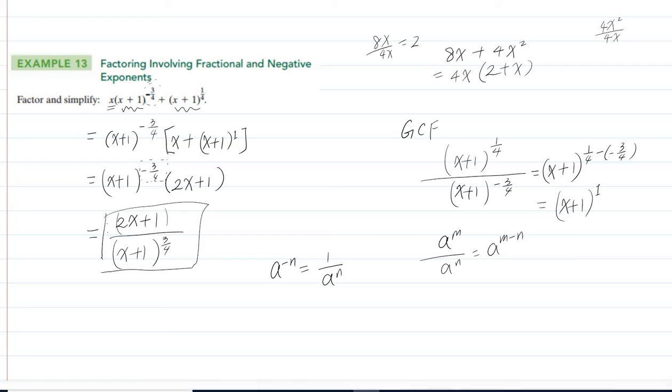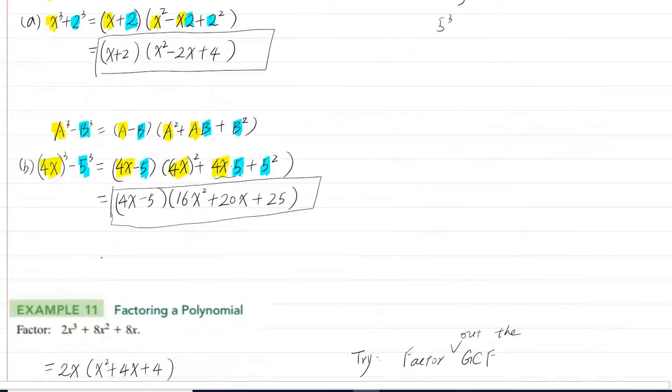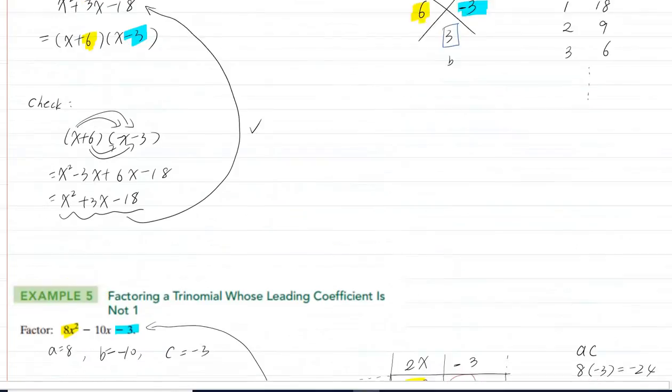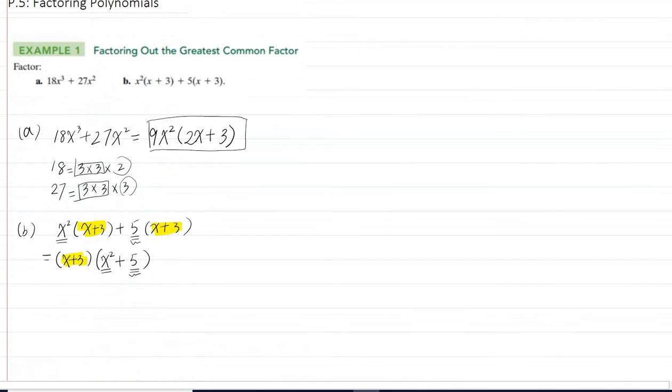That is the P5. I know it's a lot of examples. Some of them you already know. You can just fast forward.